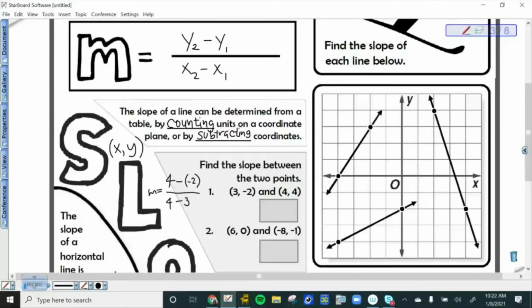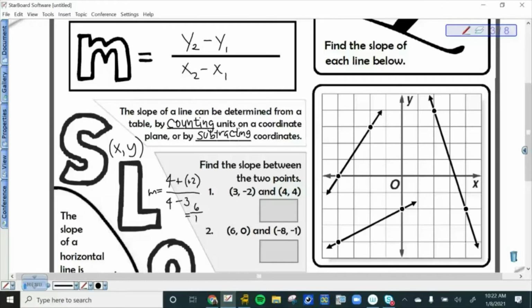Wait, what? Yeah. So when we subtract a negative number, these negative signs cancel out, essentially. So it's just 4 times 2? Not 4 times 2, it's 4 plus 2. 6, yeah. So that equals 6. That's my numerator, that's my vertical change. And then in the denominator, I have 4 minus 3, which is 1. So 6 is my rise, 1 is my run.